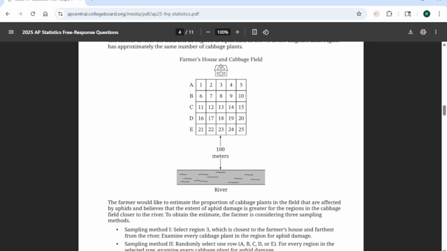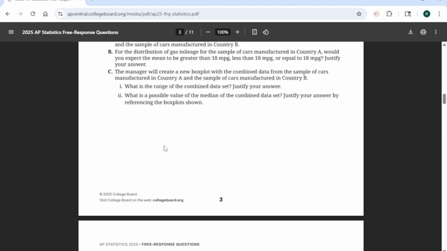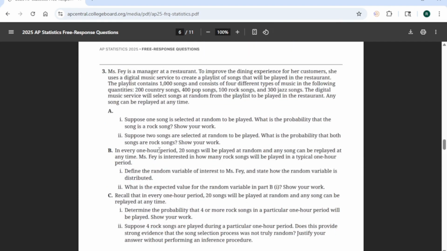On to number 3. Now, number 3 is your probability question. So question 3 is probability. And we are going to be looking at a digital playlist that we're playing from. And we are looking at rock songs, selecting rock songs each time.